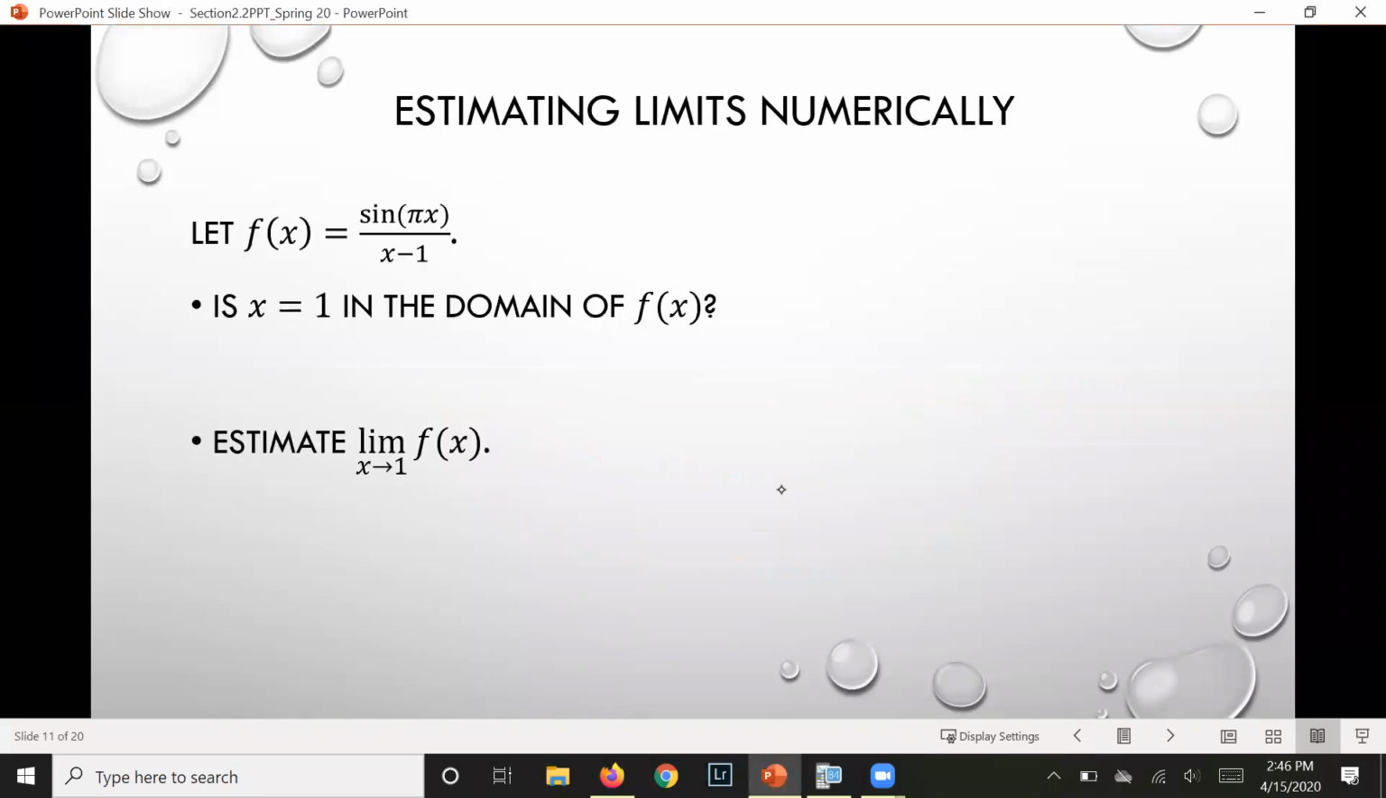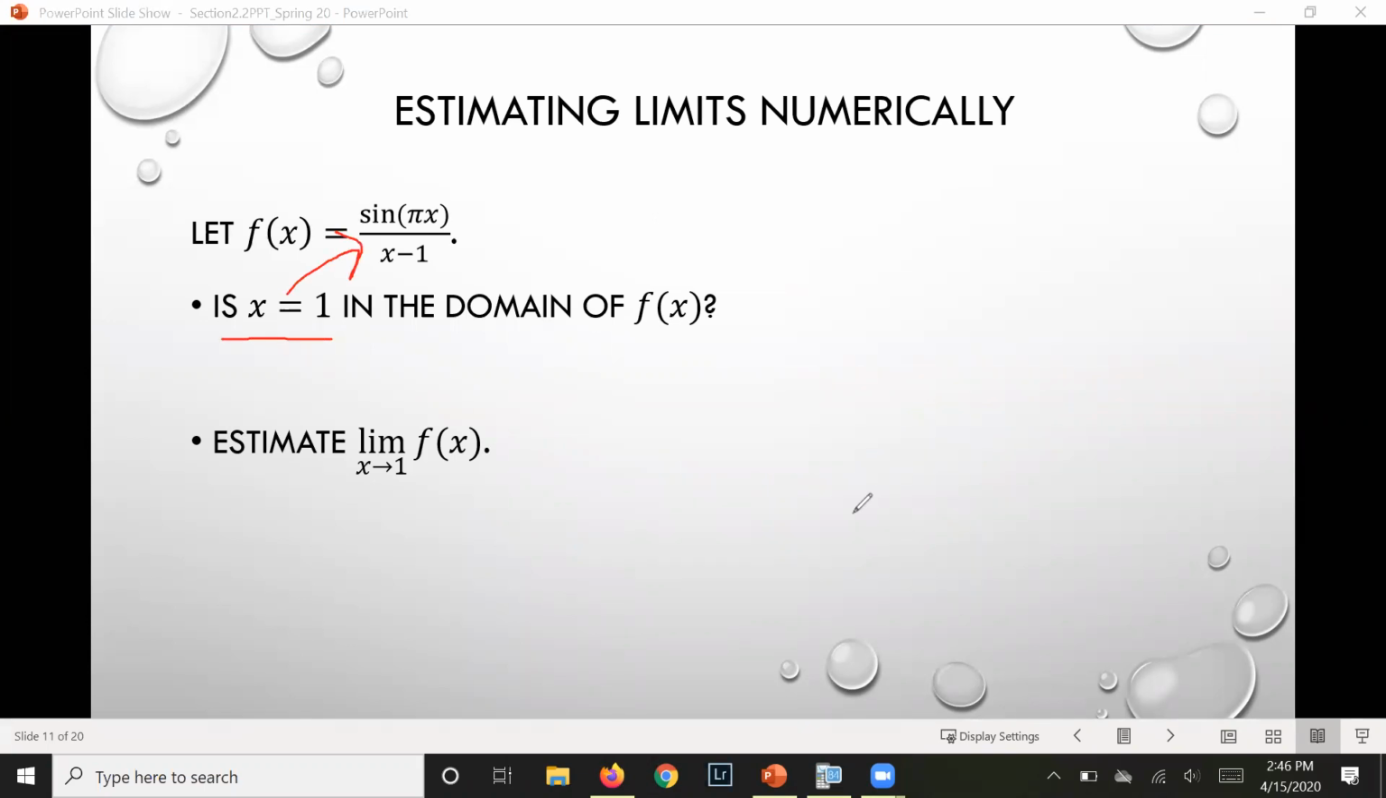All right, so let's look at finding limits in a way a little bit different than we did on the last video. Here we're going to be dealing with this function f of x that's given by sine of pi times x over x minus 1. The first thing I want us to think about is the value x equals 1. Is this value in the domain of this function?